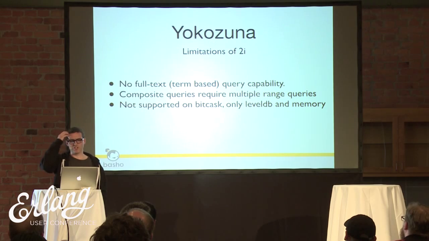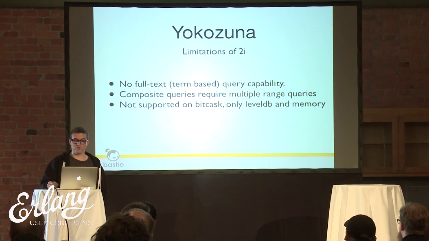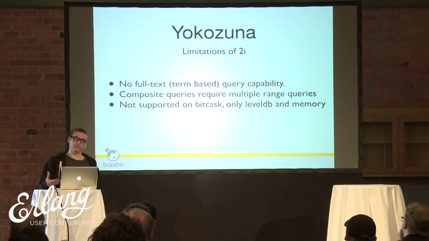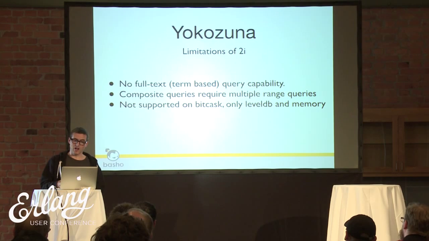Okay, so there's a couple of limitations of secondary index. Obviously, you don't get any full text term-based query capability. Composite queries required multiple range queries. So if you wanted to query for all objects which have been tagged with Joanna and were also between a particular range of dates, the engine would have to do two secondary index queries, each of which would be a coverage query as well, so it would hit basically a third of your nodes.